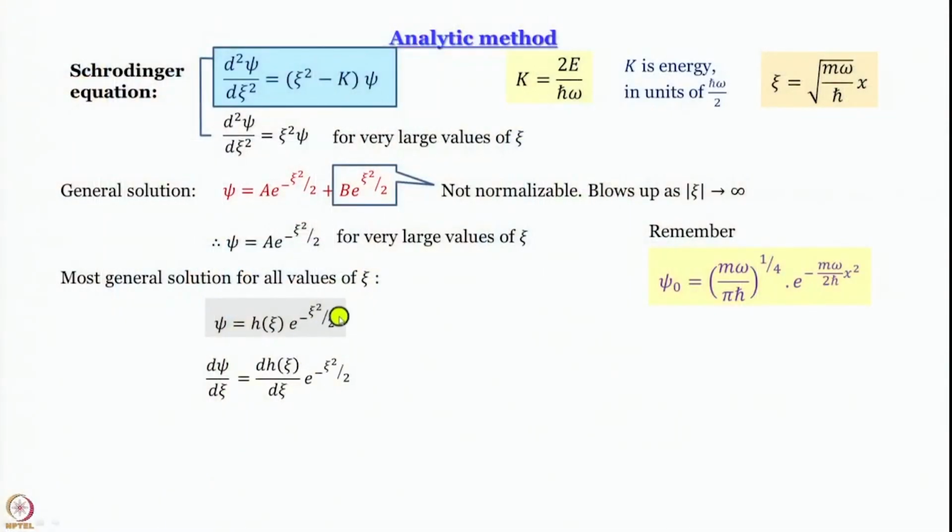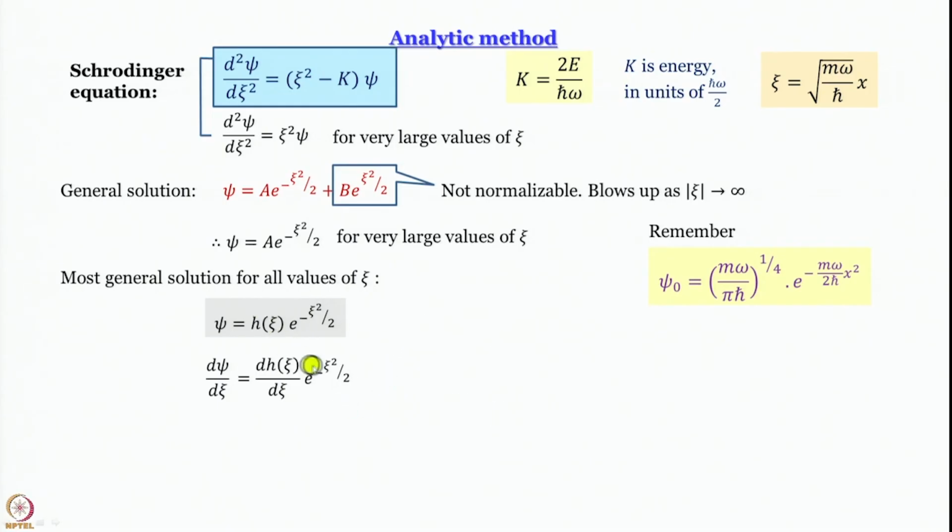So, what is d psi d xi? Let us work that out first. D psi d xi, as you can see very clearly, is a product of two functions, right. One function is h of xi, and the other function is e to the power minus xi square by 2. So, we know what the derivative of a product is. Let us do that. The first one, what we do is we keep e to the power minus xi square by 2 as it is, and we differentiate h, and since we do not really know what it is, just write dh d xi multiplied by e to the power minus xi square by 2.